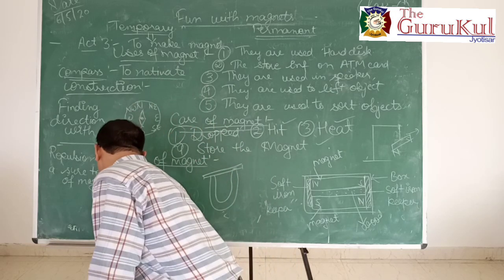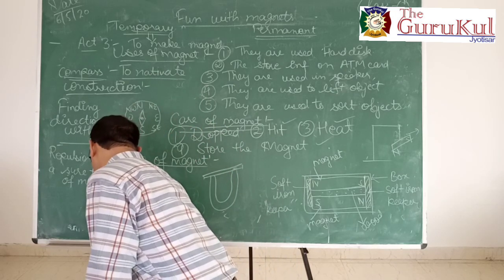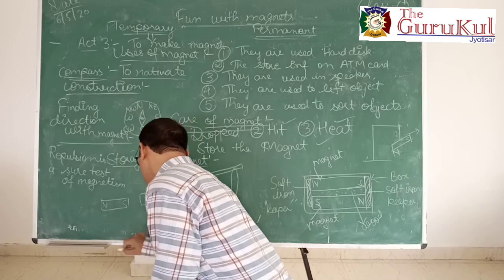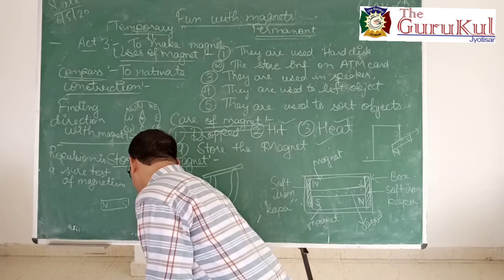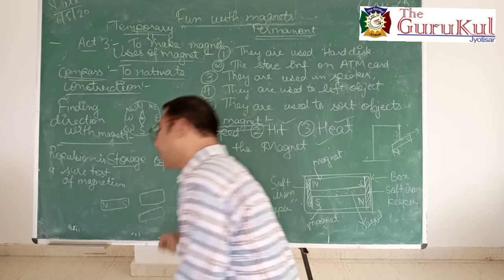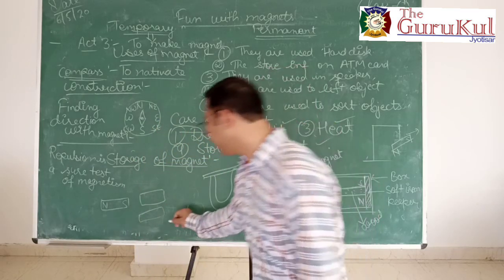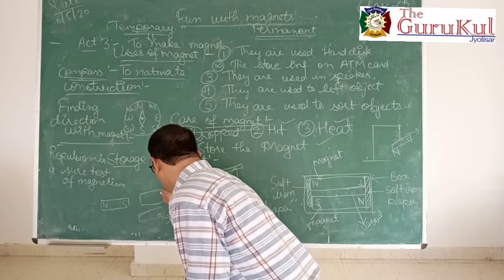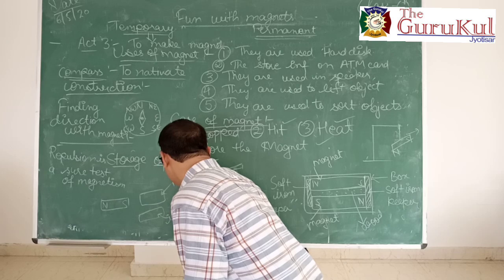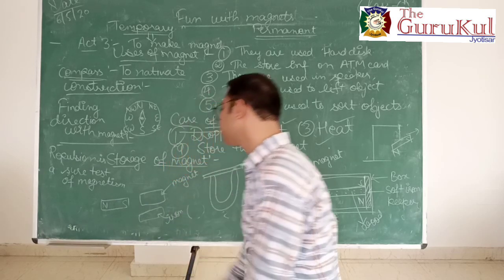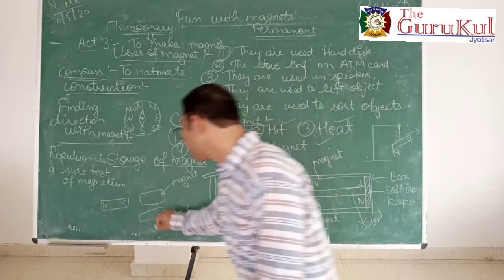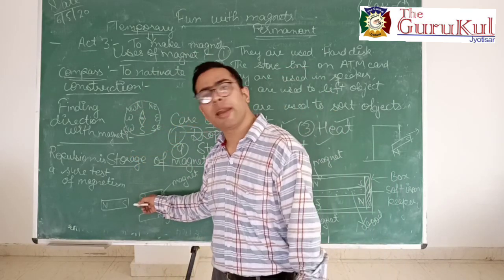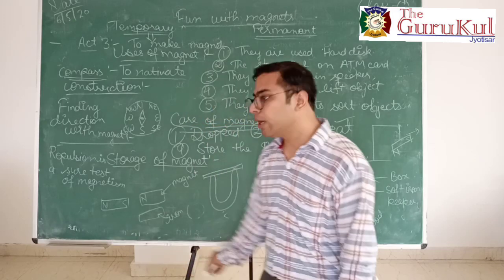Suppose you have a magnet, it has a north and a south pole. There is also another piece of the same size and same shape, but it is made up of iron. It is iron, it is not a magnet. Try to understand it, students. Suppose this pole of the magnet is north. If I bring this magnet closer to this magnet, then what will happen?